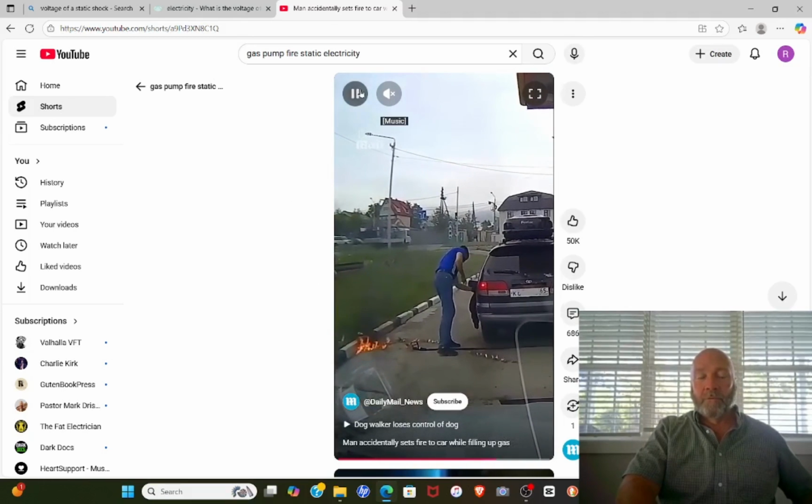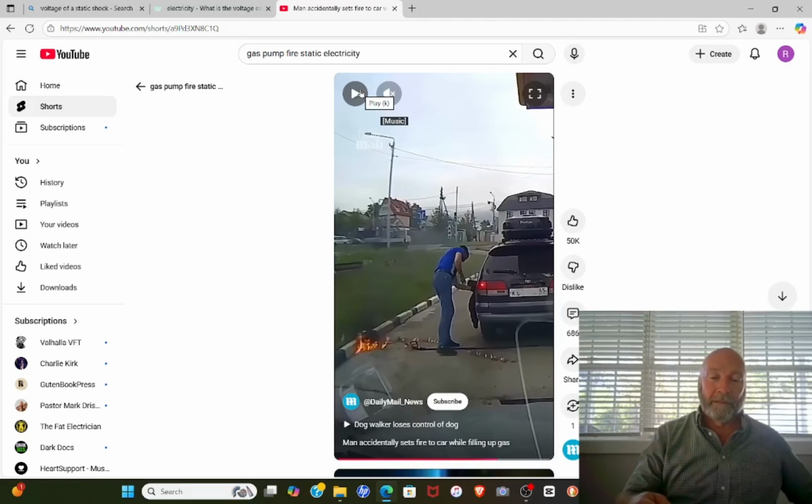Well, a couple of things. One is that he could have avoided that by touching the car before he touched the pump handle. And in doing so, what he would do is discharge those electrons back into the car. So then he could touch the gas pump nozzle and there wouldn't be that spark.